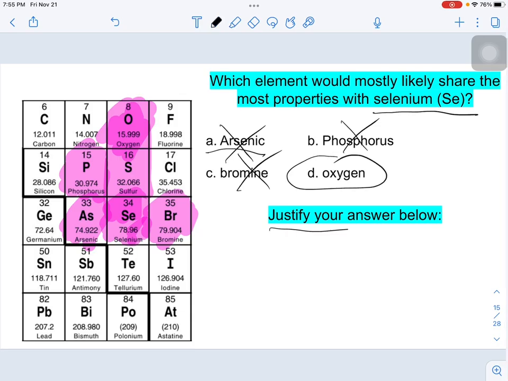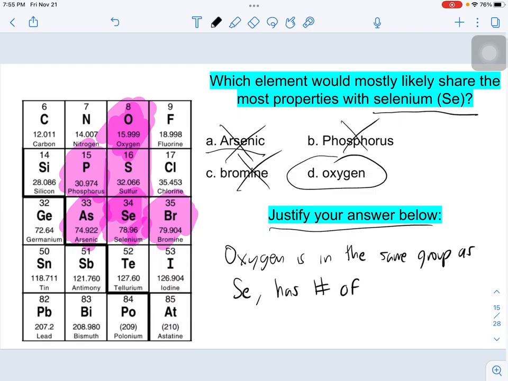And it says over here to justify your answer below, the reason why is, let's go ahead and delete that. Oxygen is in the same group as selenium, Se, has the same number of valence electrons. I'm just going to put e negative for electron.